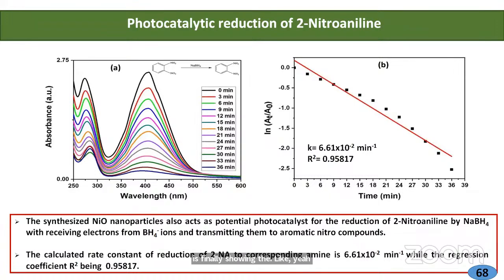The photocatalytic reduction using this nickel oxide nanomaterial is for the reduction of nitroaniline, by receiving electrons from BH4 ions and transmitting them to the aromatic nitro compounds. So the electron is being shared and used, allowing the reduction. That is one of the most important aspects.